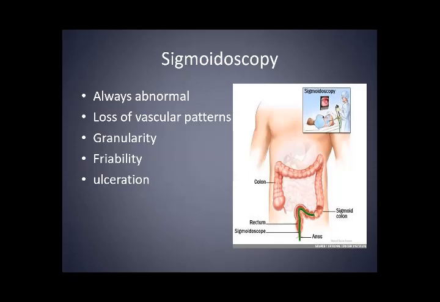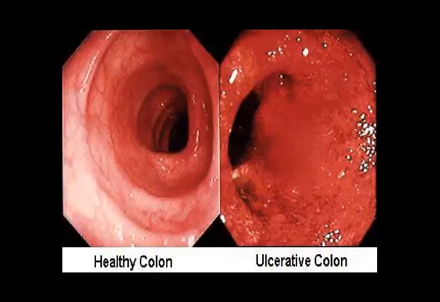So these are different grades of endoscopic severity of colitis. So loss of vascular pattern, granularity, friability, and ulceration. So these are the severity of inflammatory colitis. Healthy colon, and you can see the red, hyperemic and ulcerated colon. This is again in ulcerative colitis.